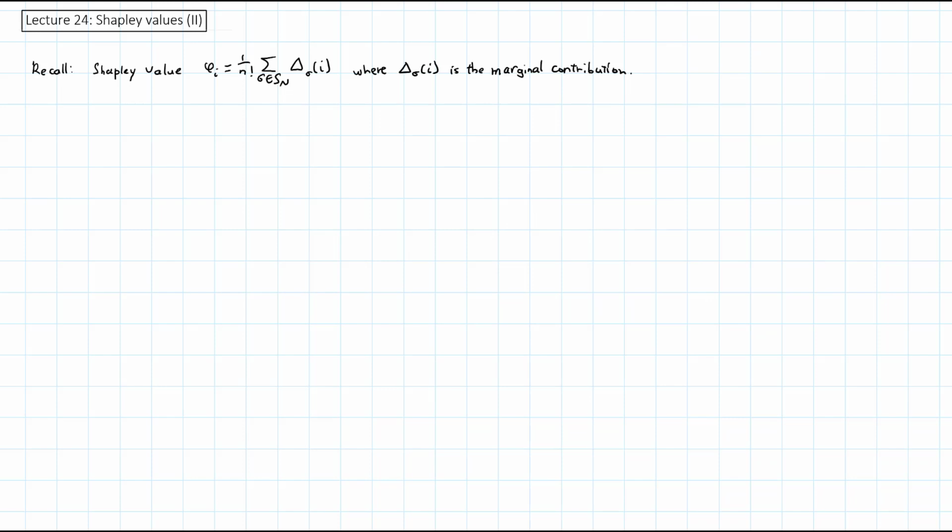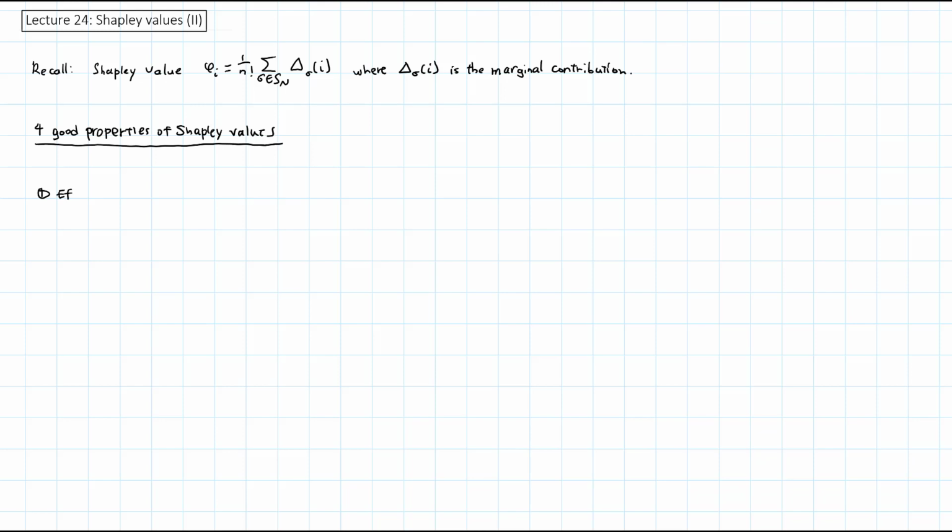Hello! We looked at Shapley values last time, which is a way to distribute the value of a grand coalition to the players in a fair way. We now look at four properties of Shapley values that people really like, and they can help us find the Shapley values quicker in some cases.